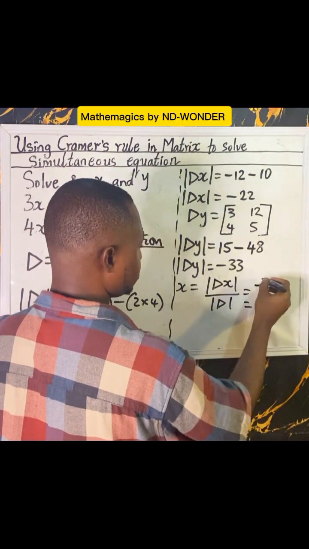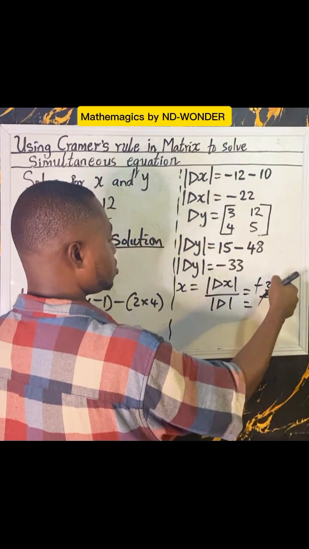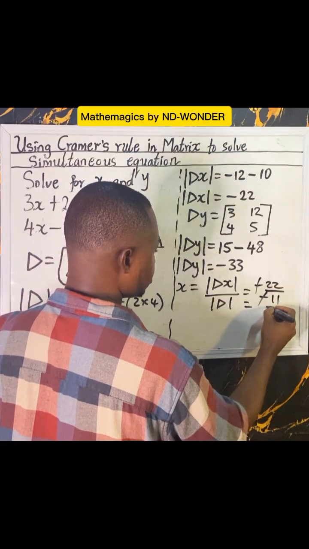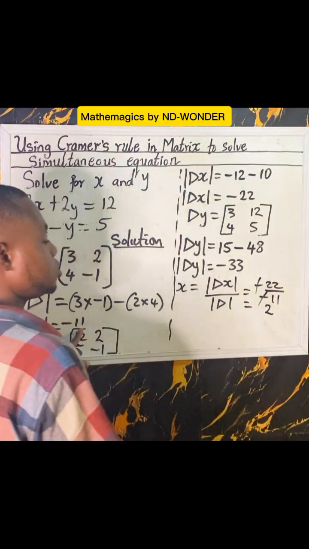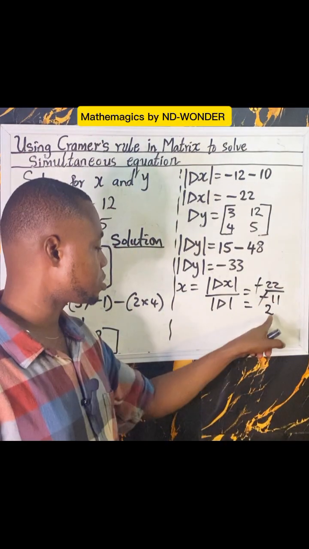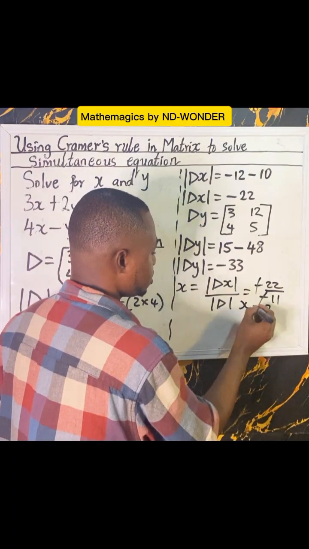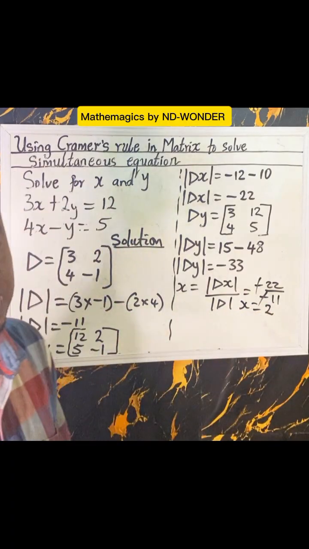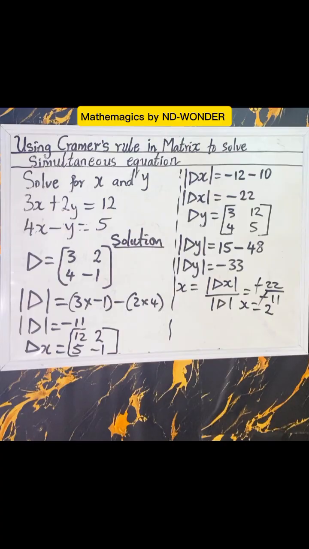Of course, minus cancels minus. 22 divided by 11 is what? 2. So we can deduce that the value of x here is 2. X is equal to 2. That is how we obtain the value of x.